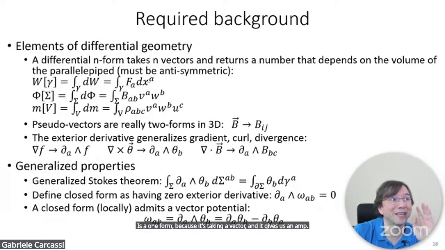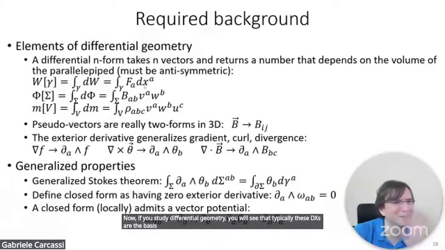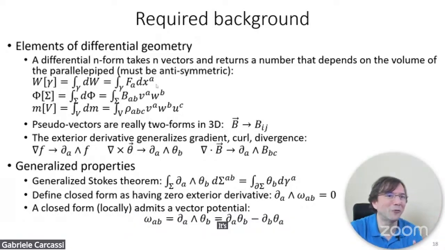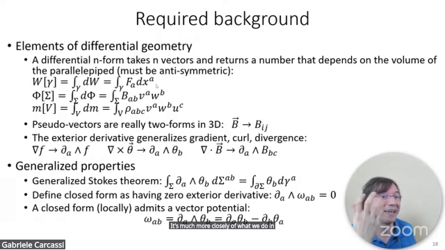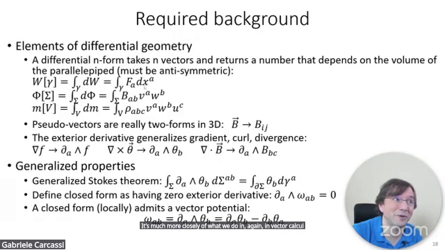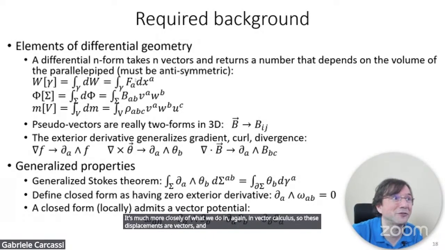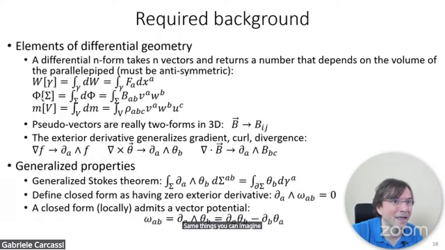Now, if you study differential geometry, you will see that typically these dx's are the basis of the one form. I'm not doing any of that. This is the standard way that you do it. It's much closer to what we do, again, in vector calculus. So these displacements are vectors, and we can give vectors to functions of vectors, which are the forms, and we get numbers. Same thing, you can imagine a magnetic flux.